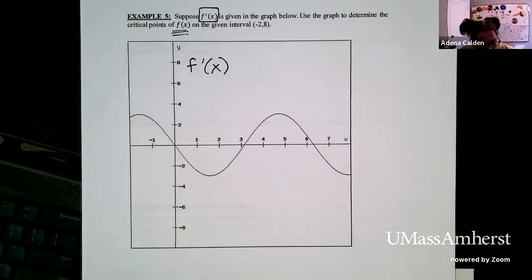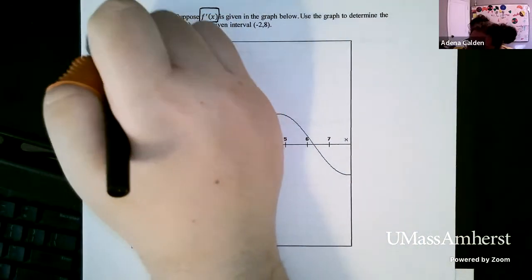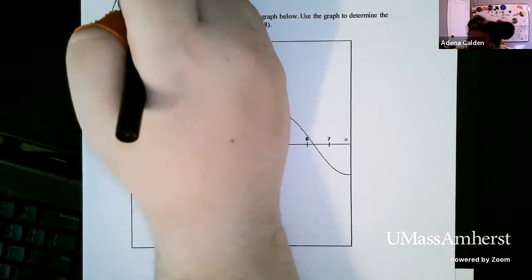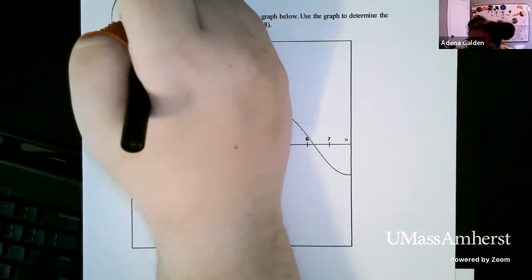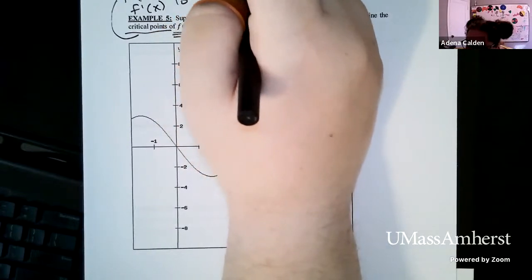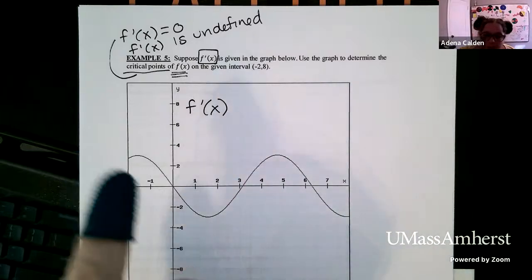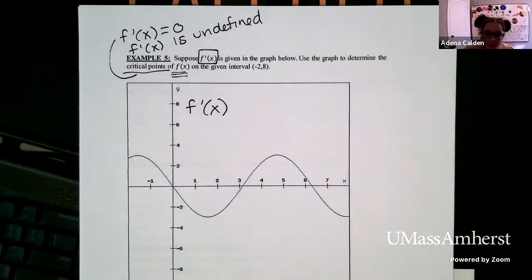Okay, so how do we use the graph of the first derivative to figure out the critical points of the original function? Remember, critical points happen when the first derivative equals 0 or when the first derivative is undefined. Let's talk about undefined first. Undefined on a picture is going to look like something that shoots off to infinity or has a hole. There's nothing like that on this graph.